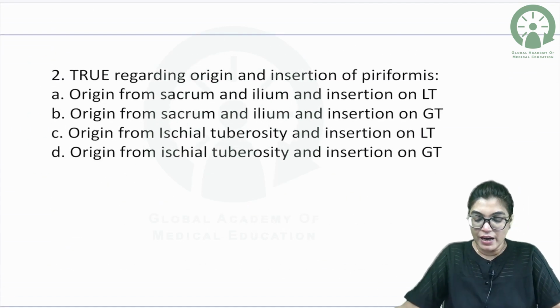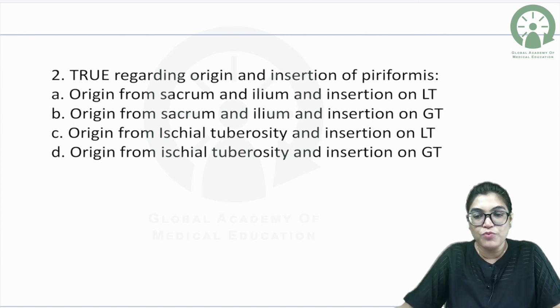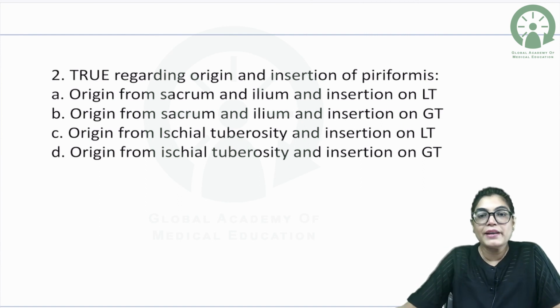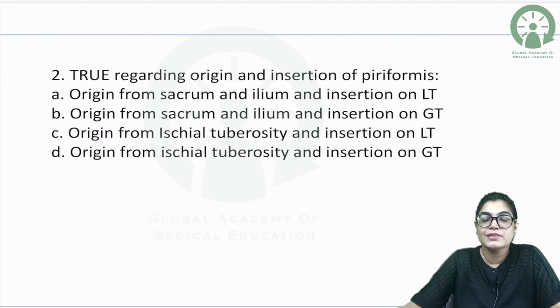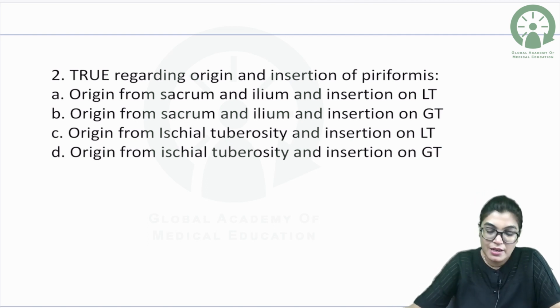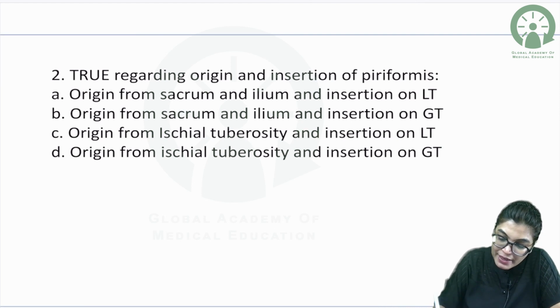True statement regarding origin and insertion of piriformis muscle. When I talk about piriformis muscle, it originates from the ilium part of the hip bone, also takes origin from the sacrum adjoining area and inserts into greater trochanter. So the right answer is piriformis muscle originating from the sacrum and ilium and inserting into GT, that means greater trochanter of femur.